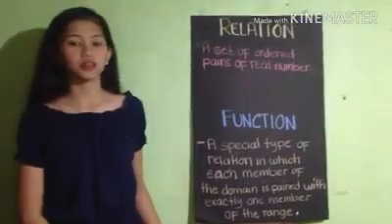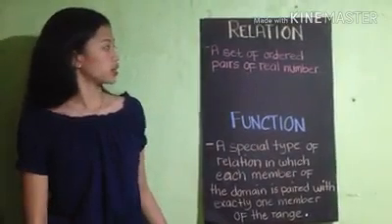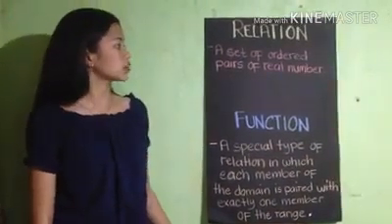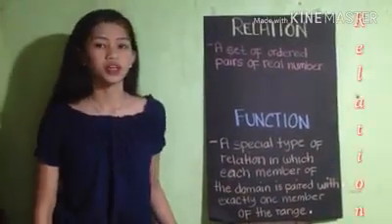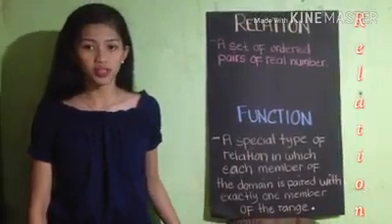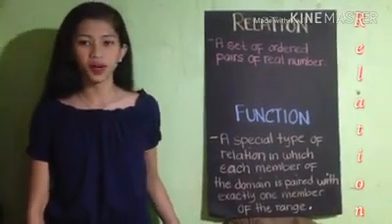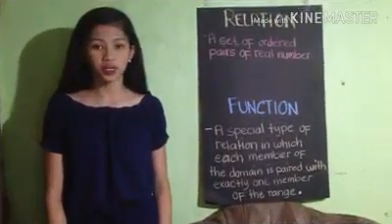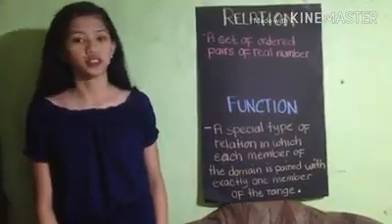Relation and function. Let me first define the relation and function. Relation: a set of ordered pairs of real numbers. A relation could be one-to-one, one-to-many, many-to-one, and many-to-many correspondence. Relations that are one-to-many and many-to-many are not functions.